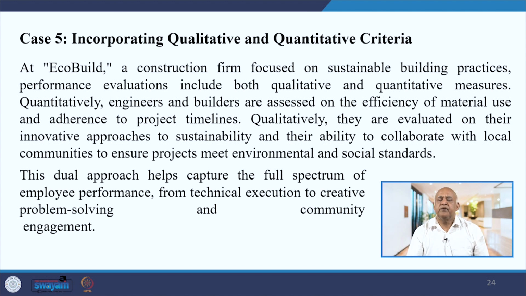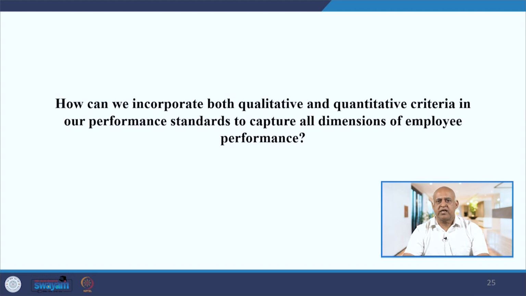Now, many jobs by the industries are not community engaged, then definitely in that case such a business is not sustainable. So, therefore, to make the business sustainable, that requires community engagement also. When you are talking to the community and getting the feedback from the community, then it becomes your qualitative aspect. So, it helps us to understand how we can incorporate both qualitative and quantitative criteria in one performance standard to capture all dimensions of the employee performance.